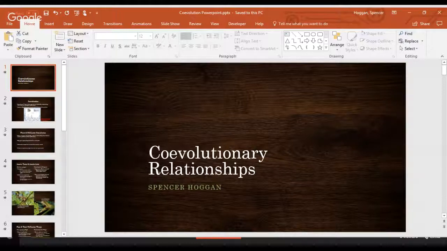But to sum it up, the trees and ants from the study I read about, they have become mutually exclusive, meaning the ants are only known now to live on the trees, and the trees can only survive with the protection of the ants. So they've kind of become weak, but together they're very strong, and so they've created this interdependent relationship. My next example has to do with figs and pollinator wasps.